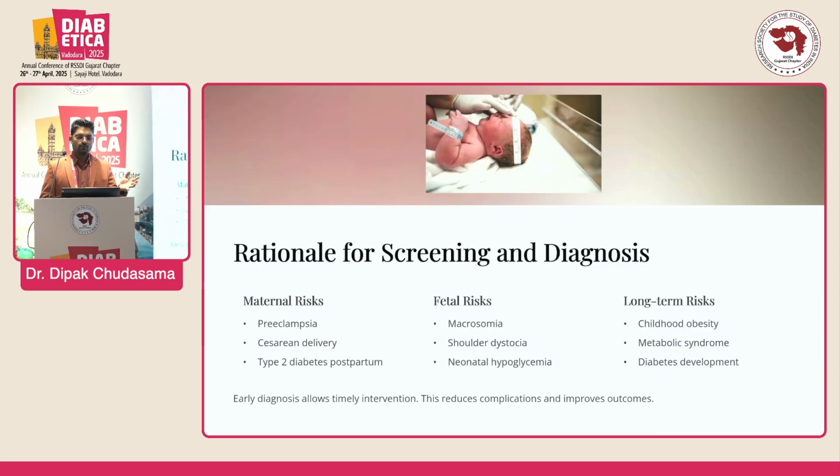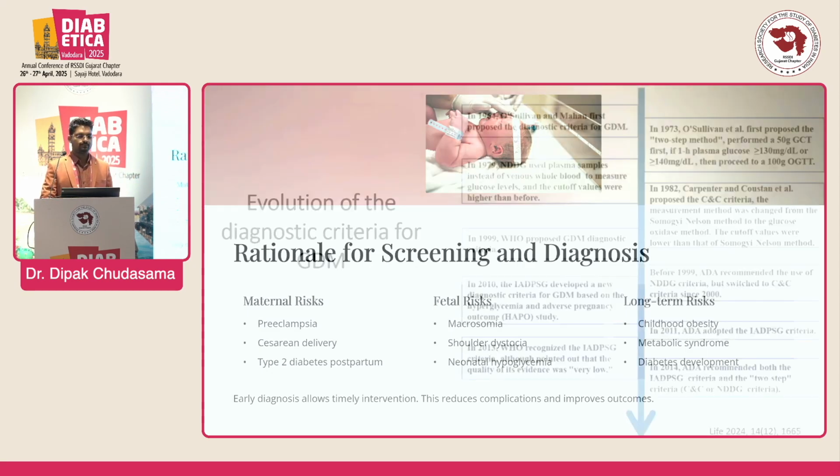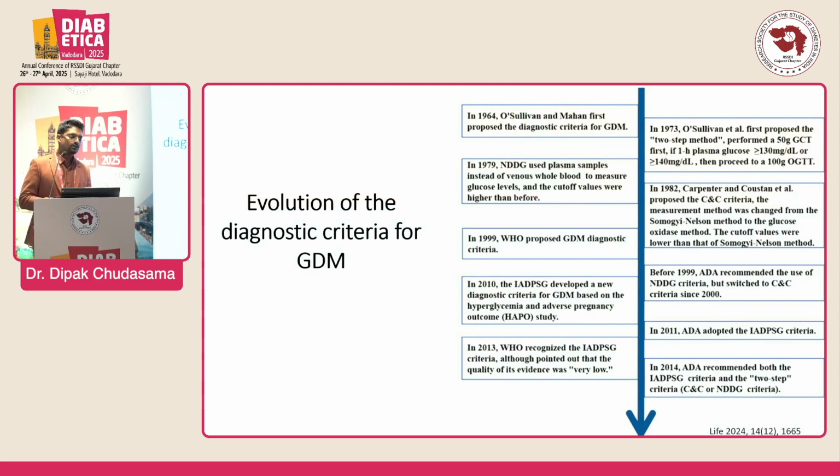What is the rationale? Why should we screen for and diagnose GDM? First of all, to avoid maternal risks like preeclampsia, cesarean sections, and type 2 diabetes after delivery. Fetal risks like macrosomia, shoulder dystocia, and neonatal hypoglycemia, and long-term risks for the fetus like childhood obesity, metabolic syndrome, and diabetes development, in the mother as well. So early diagnosis allows timely intervention, which reduces complications and improves the outcome for the fetus and mother as well.